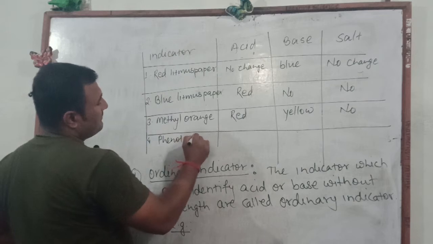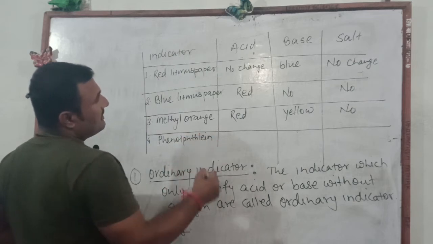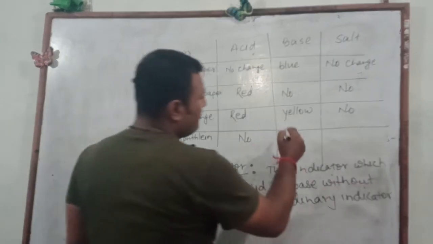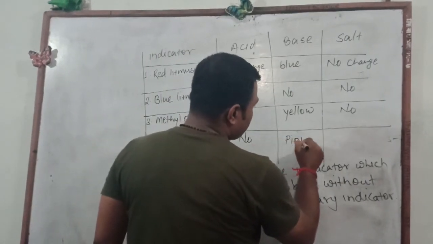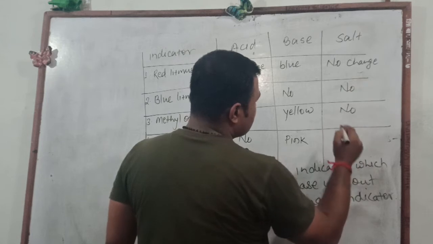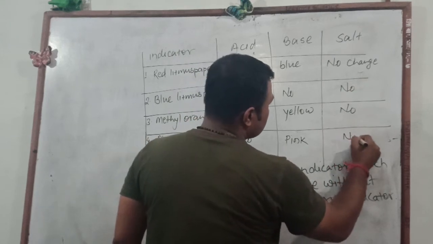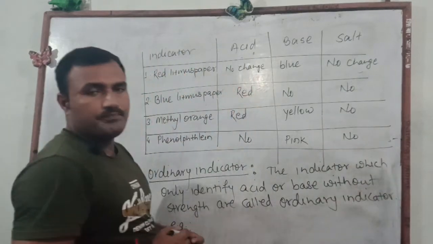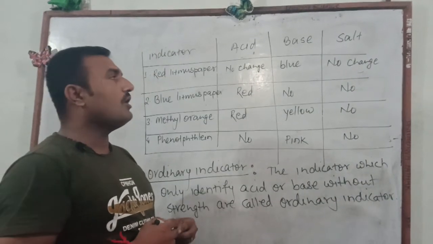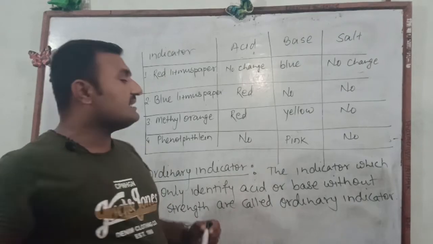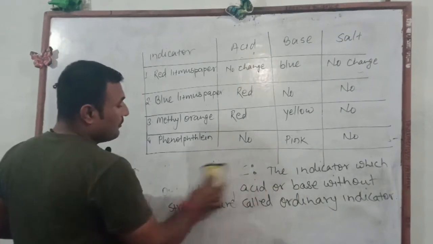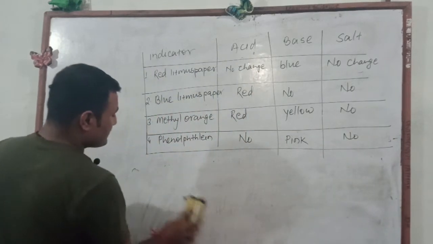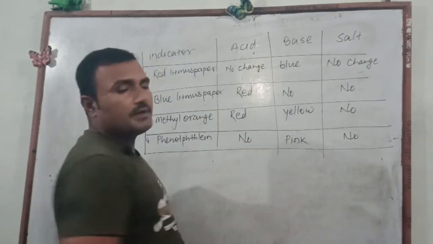Next is phenolphthalein. In acid, no change takes place. In base it changes into pink, and in salt no change in color takes place. So these are called which type of indicator? Ordinary indicator, साधारण सूचक पदार्थ. Why? Because they only identify acid or base through change in color.